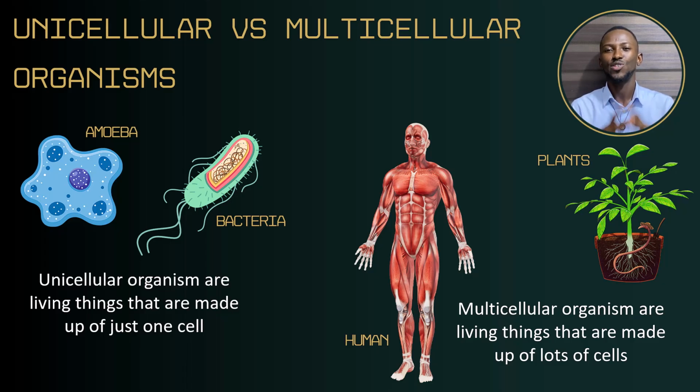A lot. So you have blood cells, brain cells, kidney cells, skin cells, bone cells, all of this coming together to form you. So there are thousands, millions of cells coming together to form just one living thing. And any living thing that is made up of multiple cells is known as multicellular organism. Multiple cells, multicellular organism. So that is unicellular and multicellular organism for you.